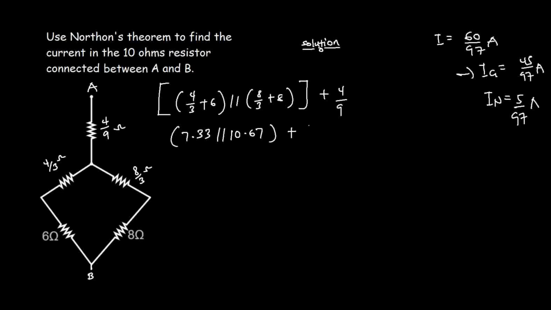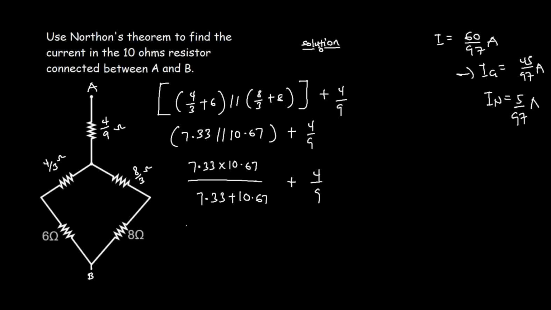And all this will be in series with 4.9. So let's do what's in the bracket first. So you have 7.33 times 10.67 divided by 7.33 plus 10.67. Then all this plus 4.9. So that will give us the value of Norton's resistance. So let's further simplify this. So 7.33 times 10.67 divided by 7.33 plus 10.67.